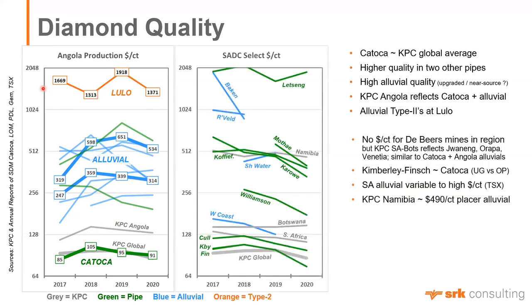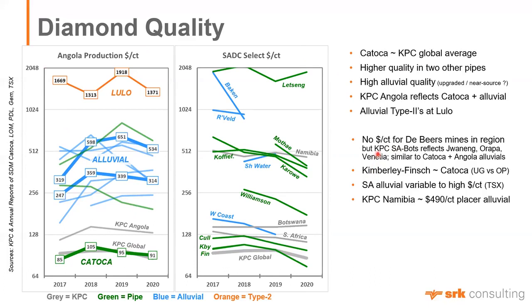If we now compare the prices that we have for Angola production on the left with the SADC region, that's the Southern African region, I've got select dollar per carat values over here. And then let's start with the big guys. We don't have any dollar per carat prices for De Beers mines in the region. De Beers does not publish those numbers. They never have.